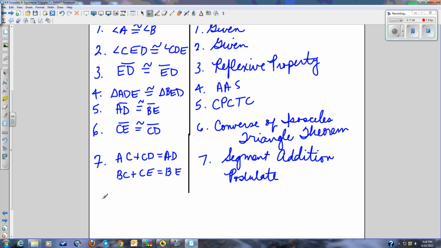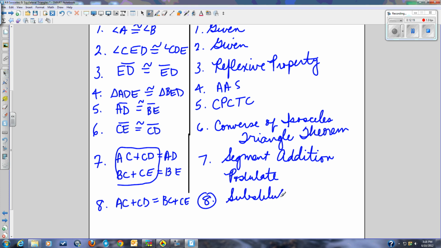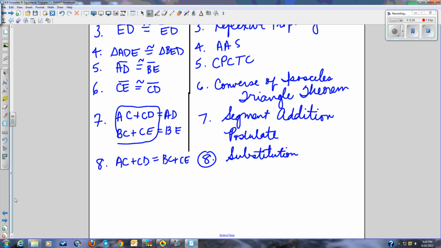Well, we're almost there. We know that CE and CD are congruent. So we can substitute one for the other. We also know that AD and BE are congruent, so we can substitute one for the other. So this means that we can actually set these two pieces here, AC plus CD equal to BC plus CE. And that's just by substitution. If two things are congruent or equal, we can substitute them one for the other.